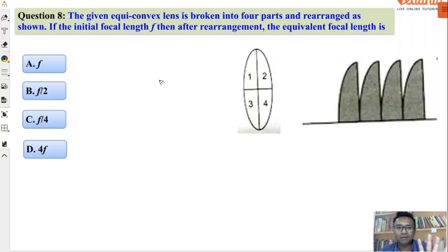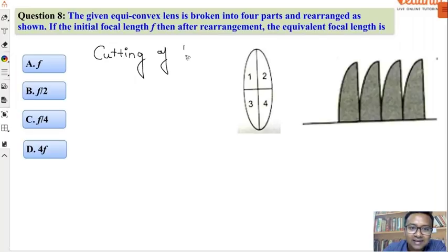Students, it is about cutting of lenses. This question is based on the concept of cutting of lenses. Students, I could cut the lens in two different ways. All right, so let's just see. I could basically cut it this way, or I could go ahead and cut it in this way.